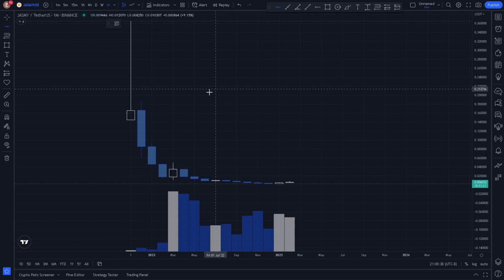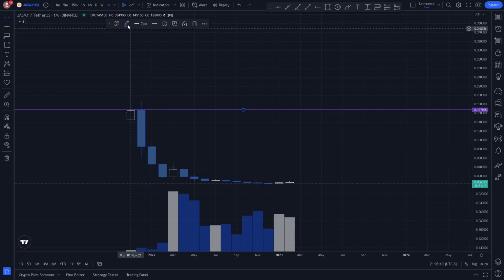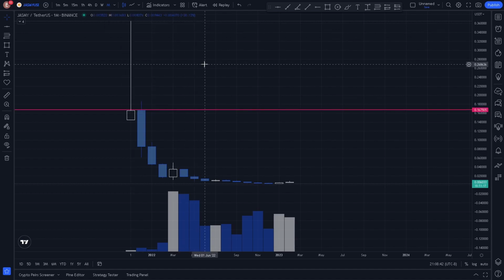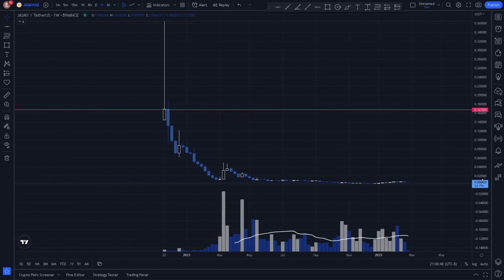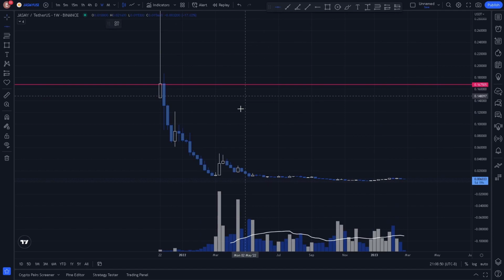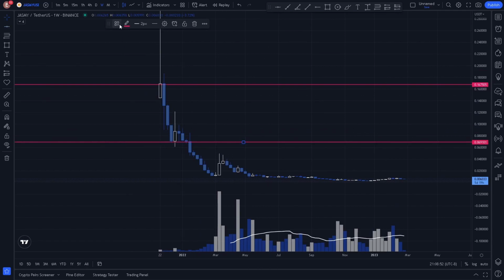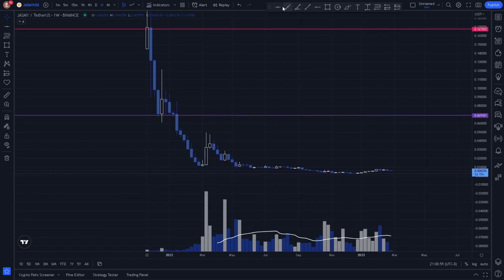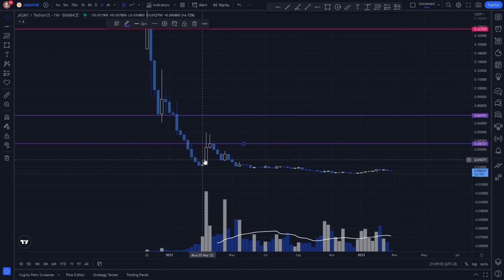Now the first key level we notice is our monthly swing high here. Now we can go ahead and hop to the weekly so we can see more price action. So here on the weekly, what do we see? We notice a level of support right here where price came down, hit, and reversed. Now we also notice a key level of resistance here where price came down, hit, and reversed.